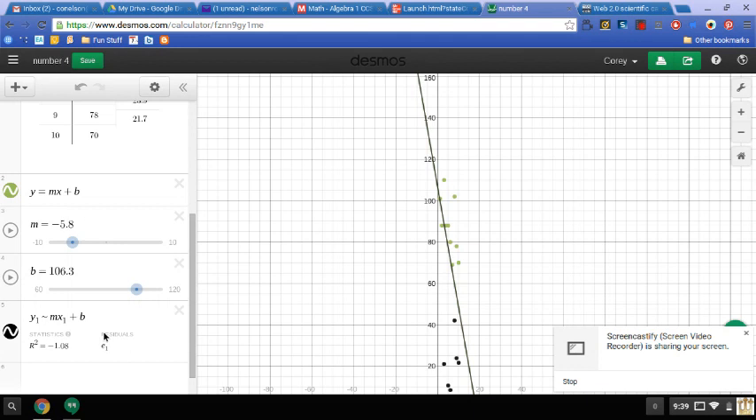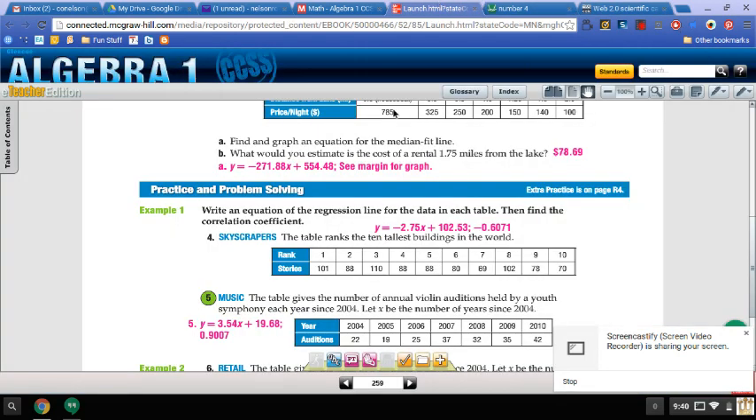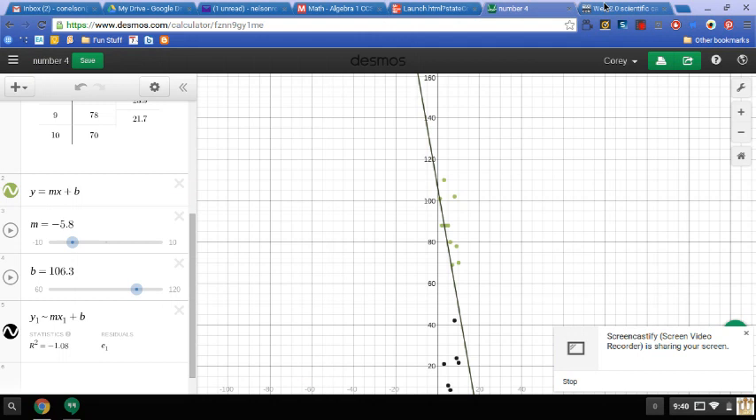So now let's look what we have. If we're going with y equals mx plus b, my m is right here, my b is right here. So my equation now is y equals -5.8x plus 106.3. And that gives you the correlation coefficient of 1.04. That is even more accurate than what they have. Now, let me save this one. And let me open number 5.